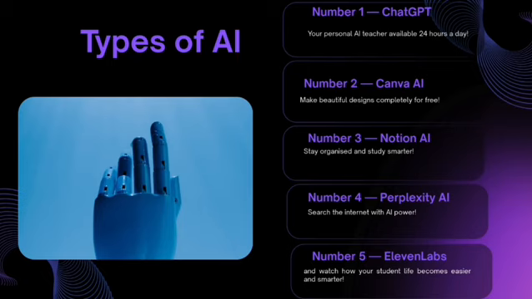Number 4, Perplexity AI, search the internet with AI power. Number 5, ElevenLabs, generate realistic AI voice for your videos and projects. Start using these 5 tools today and watch how your student life becomes easier and smarter.